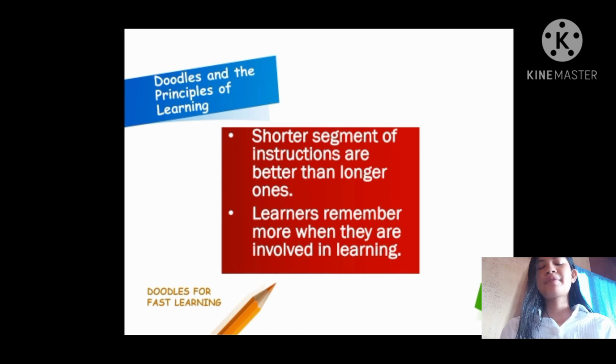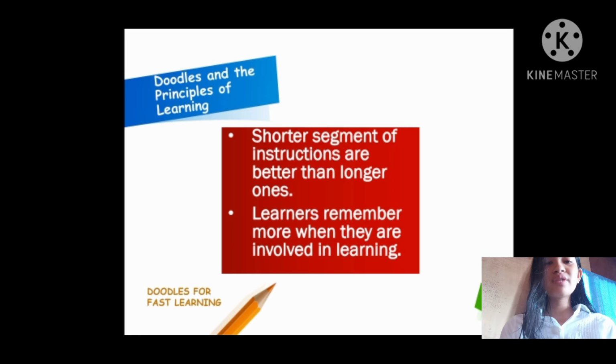Giving shorter segments of instructions is better than longer ones because learners in the 21st century have a short span of attention. If the instructions and lectures are too long, the learners might get bored and find things that will catch their attention. In short, their focus will be lost.